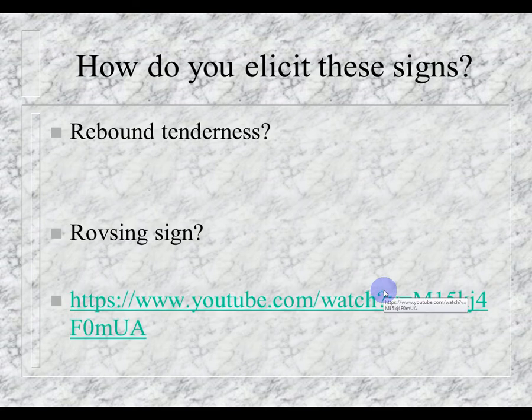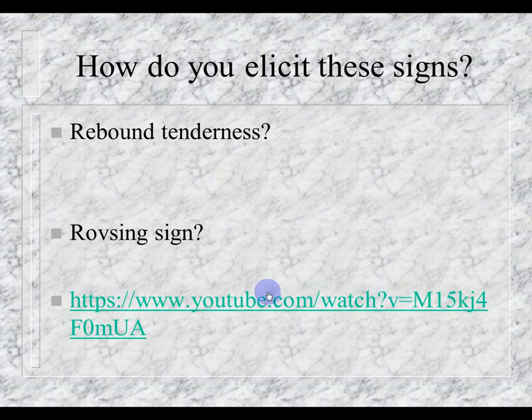So how do we elicit these signs? Rebound tenderness, again, is when you push in on the right lower quadrant, you let up, and it causes jarring of the organs. The Rovsing sign is applying pressure to the left lower quadrant, and when you let up, it still elicits referred pain to the right lower quadrant. Now, rebound tenderness itself is not specific to appendicitis. It simply means that peritoneal irritation is present. But these are two signs that we can use to help differentiate if we think it's appendicitis or not.